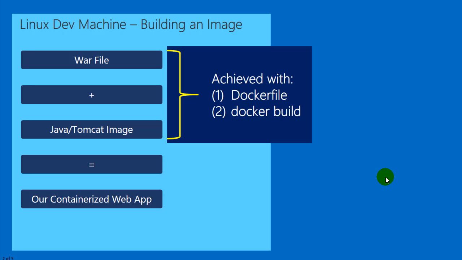So now we're ready to actually build out this image. Notice what I need is that WAR file we just copied over from Windows, and then we're going to get this Tomcat Java image from hub.docker.com. We're going to add those together and end up with our own containerized web app in the form of an image initially, and when we run it, it becomes a container. Notice over here that the way we do this is with the Dockerfile and the docker build command. So let's get into a Dockerfile and the docker build command.